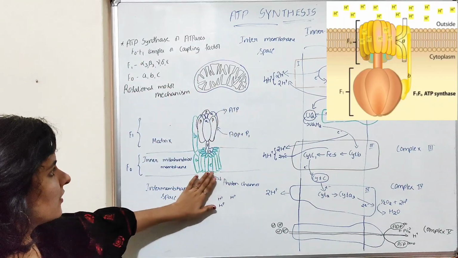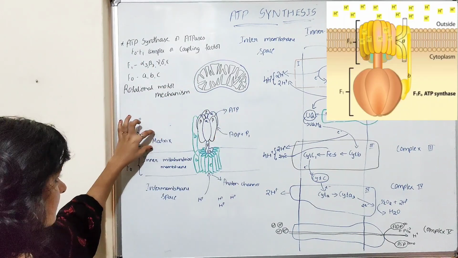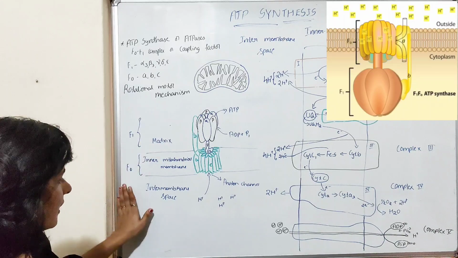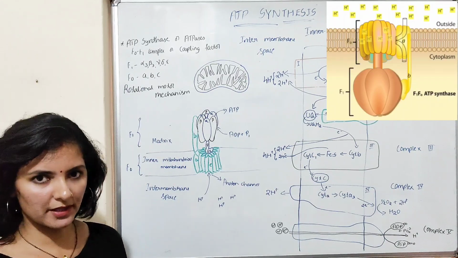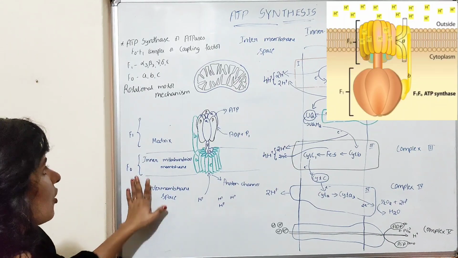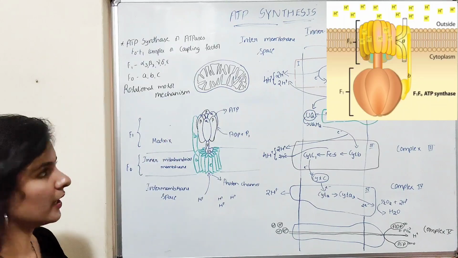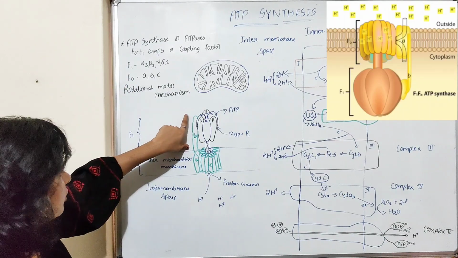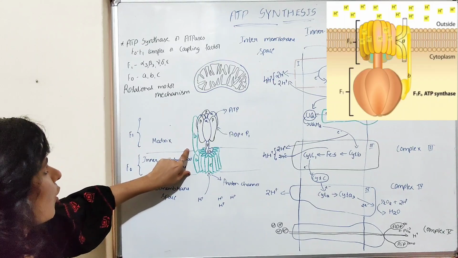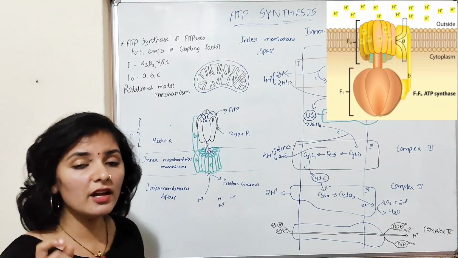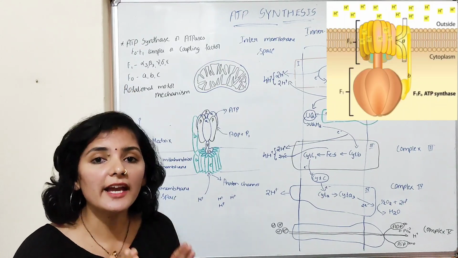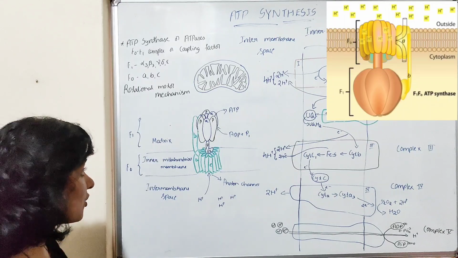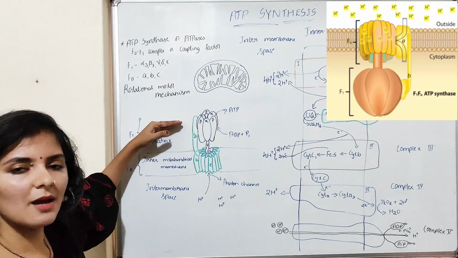This is a diagram showing the structure of ATPase. This is the matrix, this is the inner mitochondrial membrane, and this region is the intermembrane space. This ATPase or ATP synthase has mainly two parts, that is the F1 complex and the F0 complex. This is the F1 complex and this is the F0 complex. The F1 complex or F1 headpiece is hydrophilic in nature, because of which it protrudes into the matrix region.